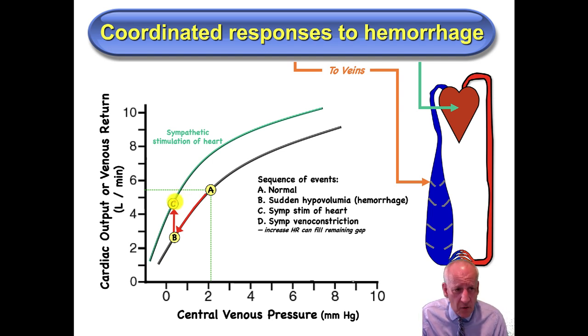At the same time, however, there will be sympathetic outflow to the veins, and this will constrict the veins, mobilize more blood back to the heart, and improve central venous pressure. This will take us maybe from point C to point D. And any deficit in cardiac output can easily be made up by the simultaneous increase of sympathetic drive on heart rate. Okay? So, the baroreflex acting through the sympathetic nervous system on the veins and the heart have restored cardiac output and arterial perfusion pressure.